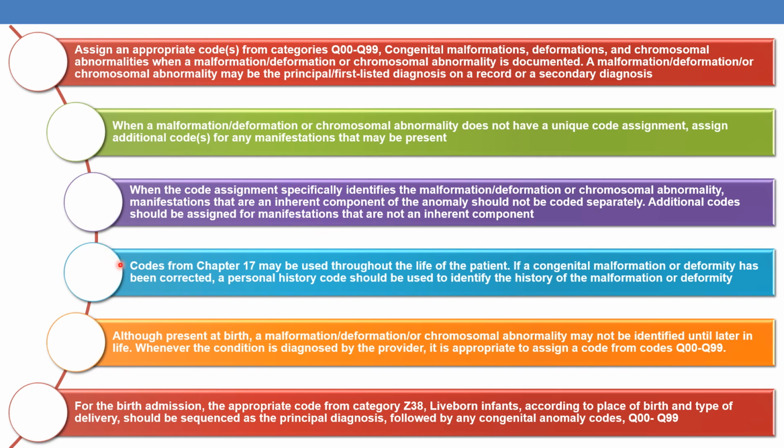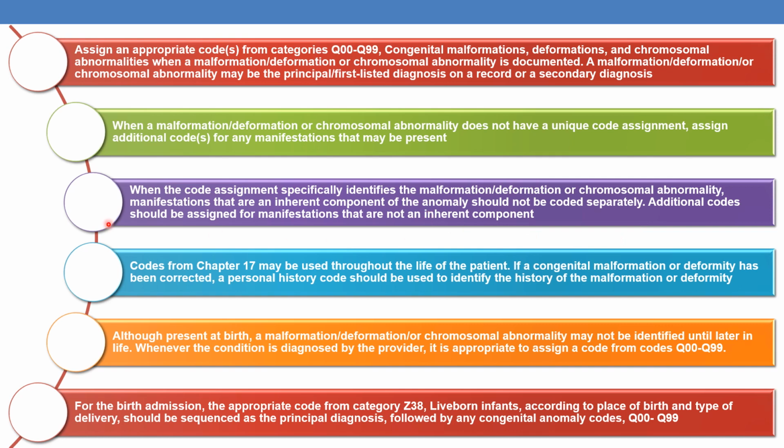Next point, the codes from Chapter 17 may be used throughout the life of the patient. If a congenital malformation or deformity has been corrected by surgery, a personal history code should be used to identify the history of the malformation or deformity. These conditions are present throughout life. If it has been corrected, you need to use a personal history code to indicate the history of the malformation or deformity.